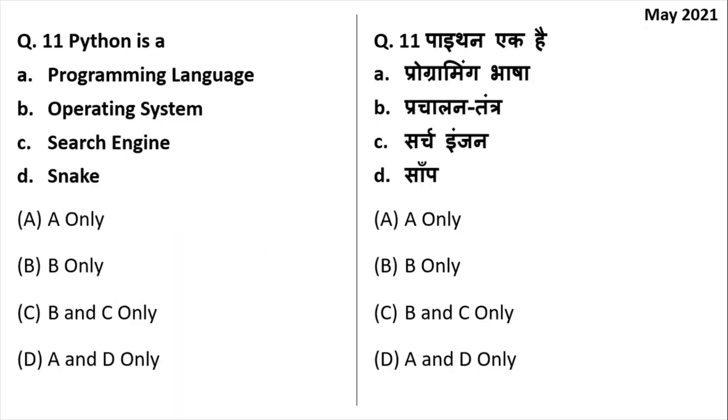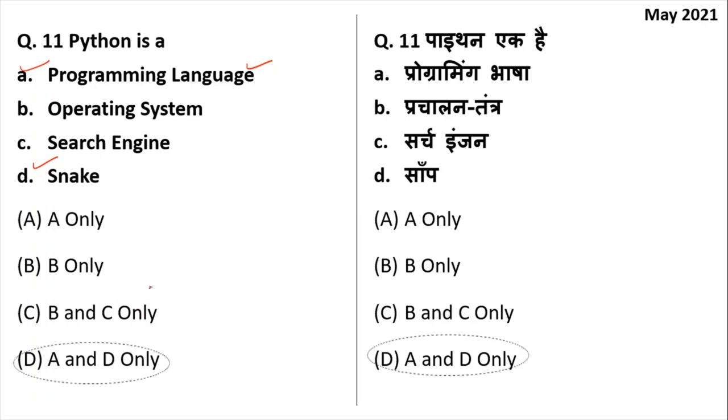Python is a programming language, operating system, search engine, or snake. So you might have heard about programming languages. These languages are used to write computer code. So Python is a kind of programming language. Also, Python is a kind of snake. It is a very poisonous snake. So A and D are the right answers to this question.